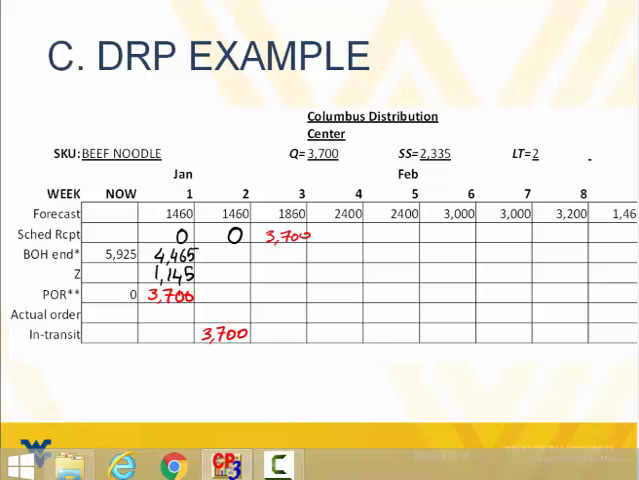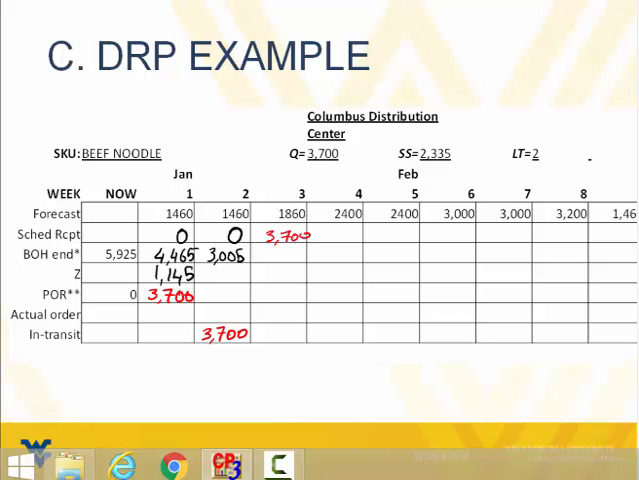Now, we do the same thing. This is our balance on hand ending of this period. And then we calculate, we have to add any scheduled receipts. Those are 0. And subtract it from 1460, which gives us our new balance on hand, which gives us 3,005.